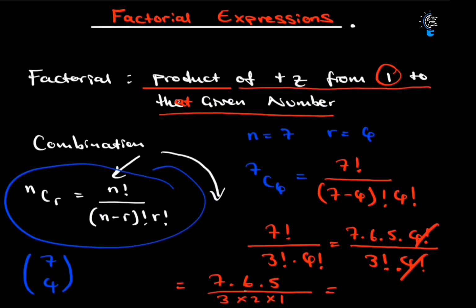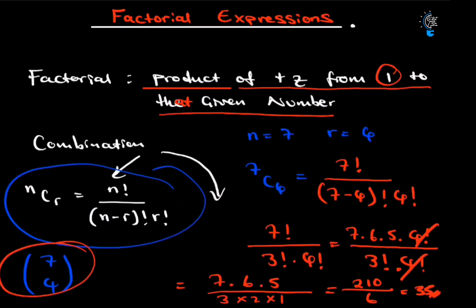Now this part will give us 7 times 6 times 5. 6 times 5, that's a 30. And the 30 times 7 is a 210. While 3 times 2, that's a 6. When you divide these two, you're going to get a 35 as your answer. So that's how we go about a question like this one.